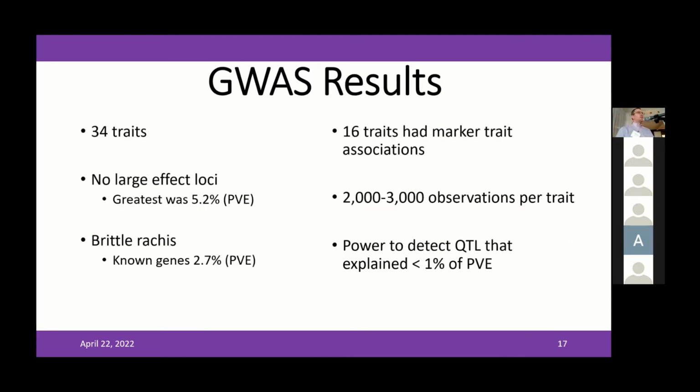In the GWAS, we looked at 34 different traits. Of those 34 traits, only for 16 of them could we find a significant marker trait association. There were no main effect or major effect QTLs. Even for known genes like brittle rachis, our largest effect QTL was only about 2.7% of the phenotypic variation, even though for a GWAS study we had this large 2,000 to 4,000 individuals. We should have had high power to detect these things.